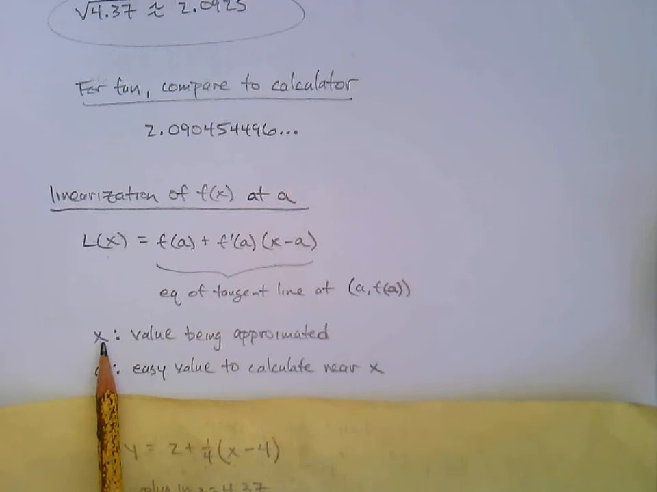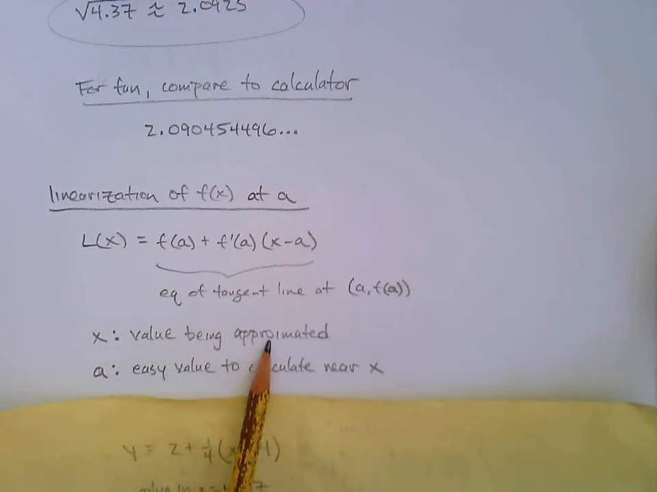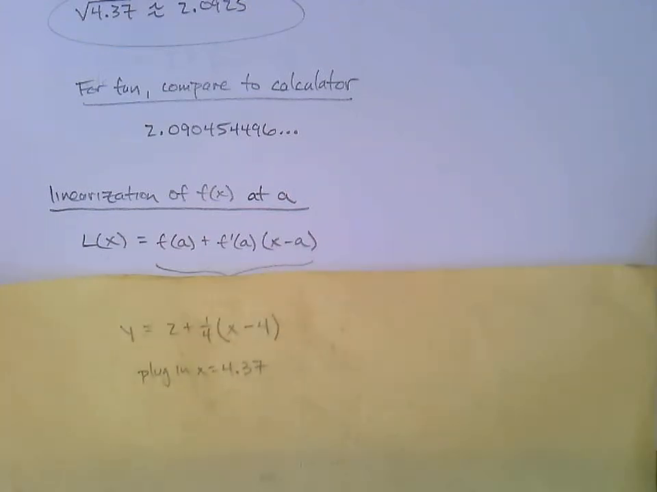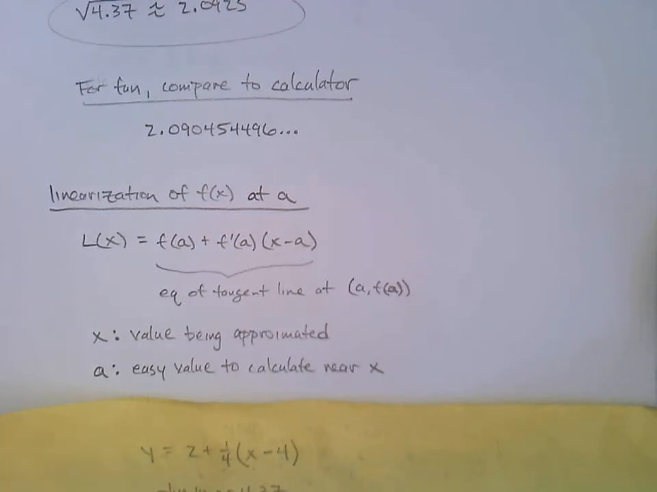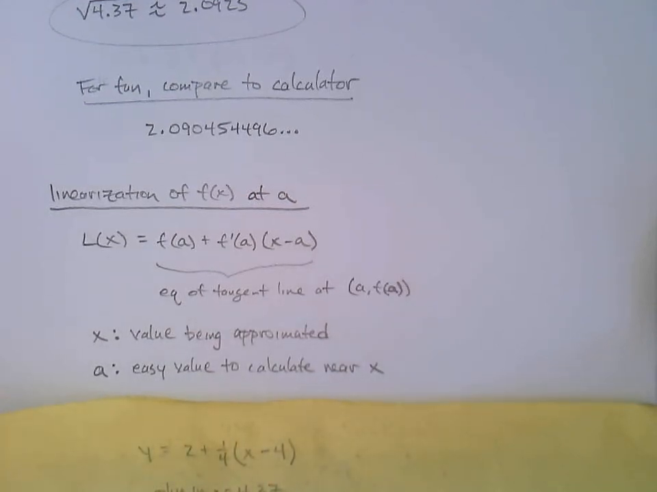The x value is what we are trying to approximate. For us in that last example, x was 4.37. That's what we're trying to get the square root of. So what's a? A is an easy value to calculate that's near x. In our case, x was 4.37, and an easy value near 4.37 is 4, because we're doing a square root.